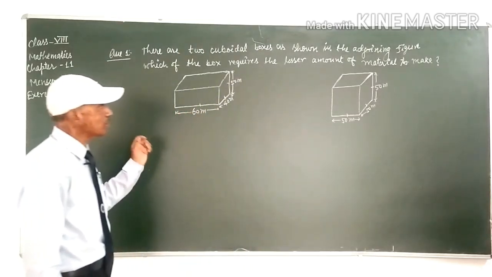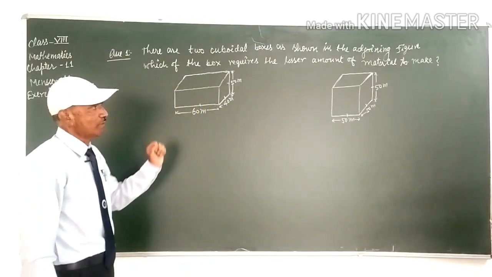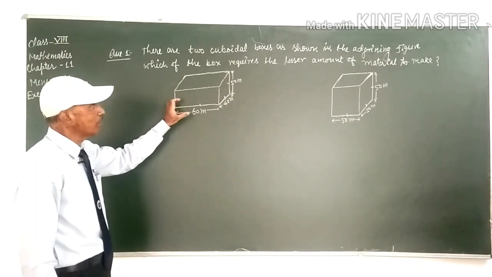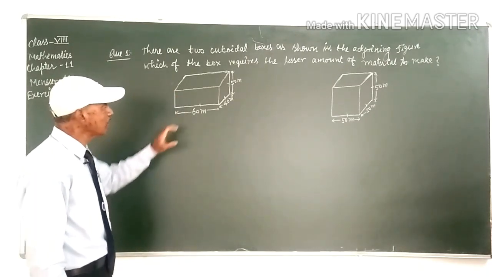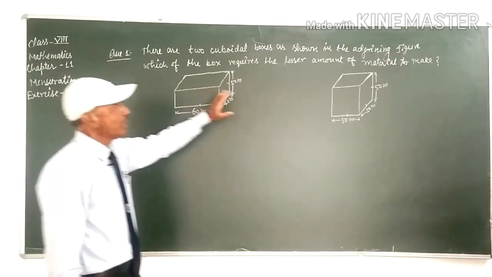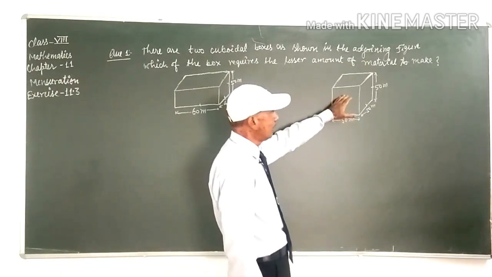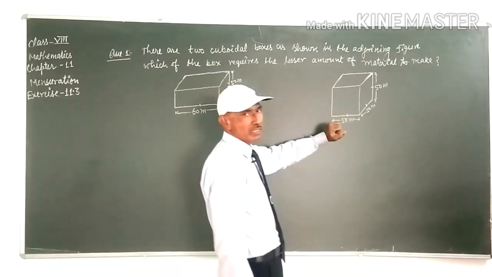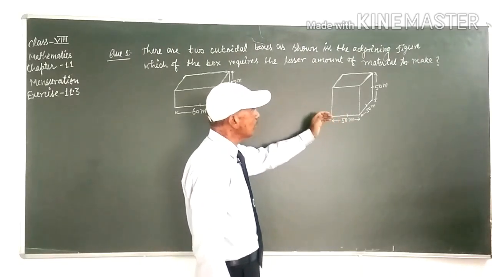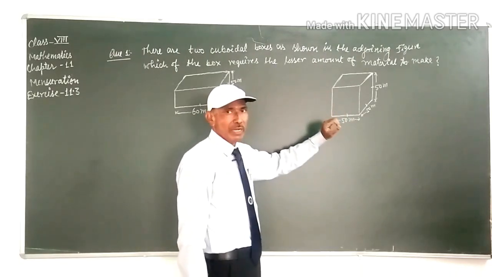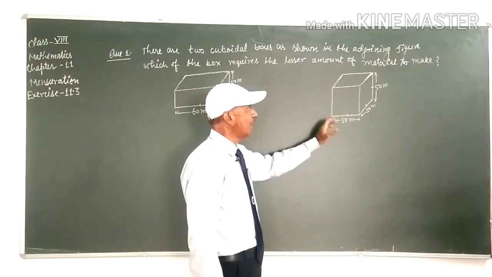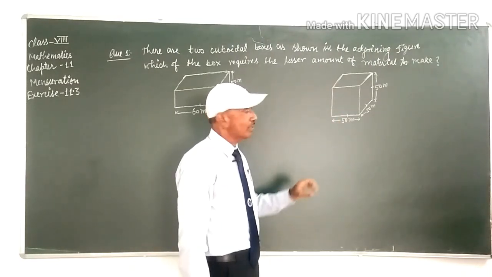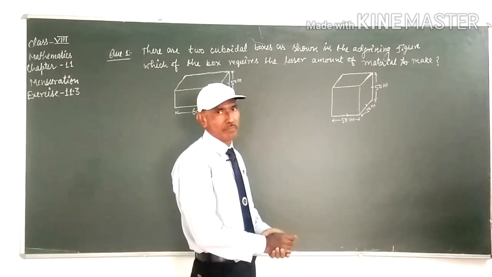Students, in this question there are two figures given, and these figures are cuboidal boxes. Clear? First cuboid and this one, second cuboidal box. Students, this one is a cubical box. Okay, so a cube is also a cuboid, but its length, width and height are the same.